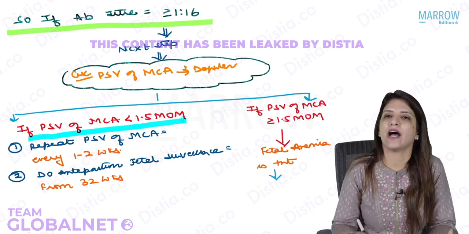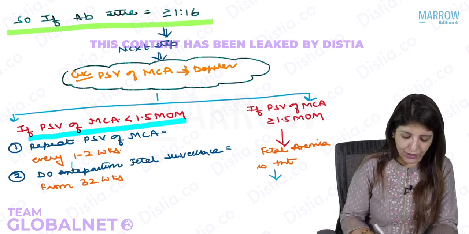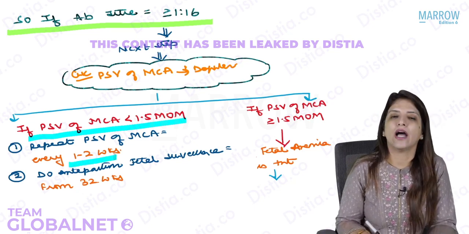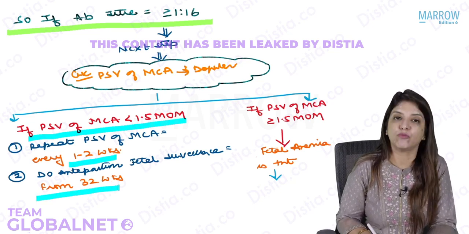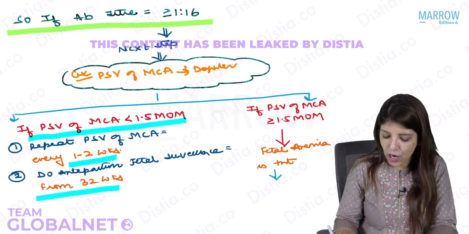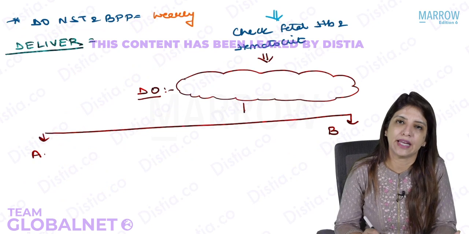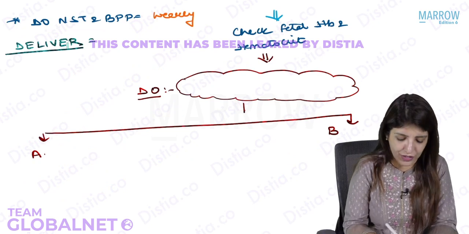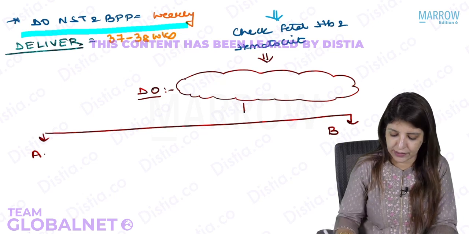In that case, I am going to repeat peak systolic velocity of middle cerebral artery every 1 to 2 weeks. I am going to do a fetal surveillance, and fetal surveillance I'm going to begin at 32 weeks. How am I going to do the fetal surveillance? I'm going to do fetal surveillance by doing NST and biophysical profile weekly. And again, I'm going to deliver the patient between 37 to 38 weeks, right?